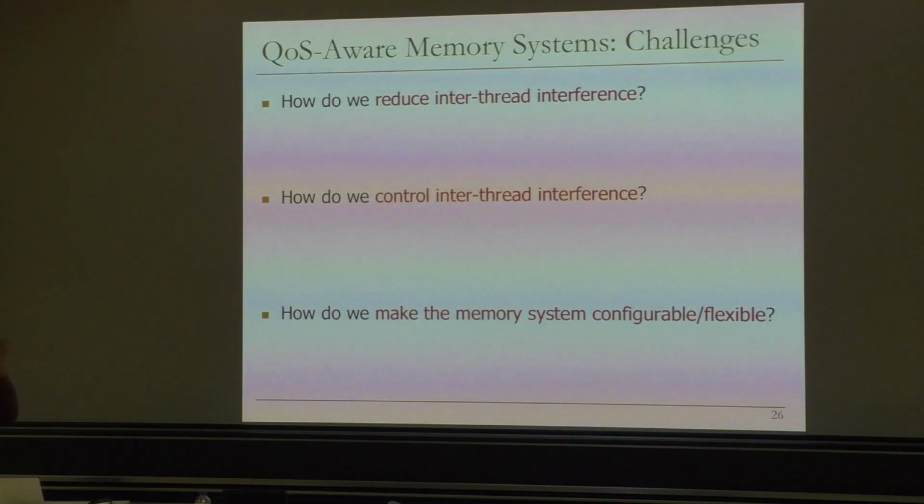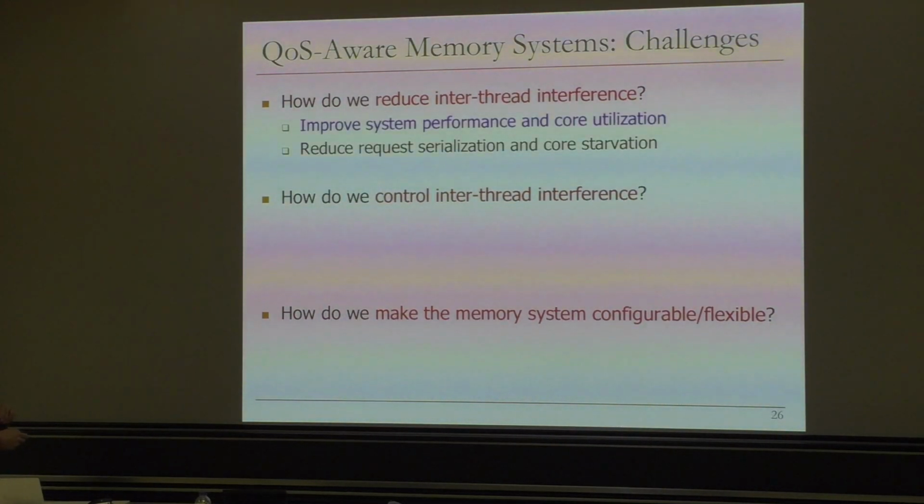So I think there are three major challenges over here. And I think we really need to do all of these. First of all, we want to minimize the inter-thread interference as much as possible to begin with. Right? That's reducing inter-thread interference. This clearly improves system performance and utilization, and it reduces serialization and core starvation. If you can minimize it, that's good. But there are cases where you cannot minimize it clearly. You really have this clash or conflict.